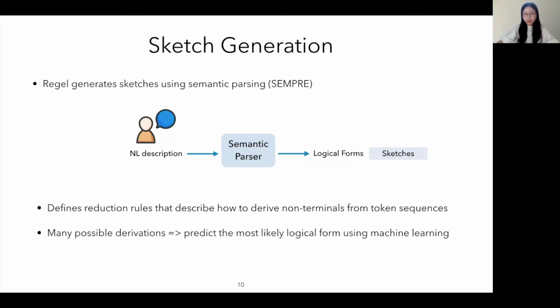So the key idea here is to use machine learning to predict the most likely logical form from the given description. As we mentioned in the overall workflow, in our setting, we output not only a single sketch, but also produce a ranked list of sketches. The reason that we choose semantic parsing instead of a deep learning technique is that semantic parsing is less data hungry, so we don't have to find much training data to generate sketches.